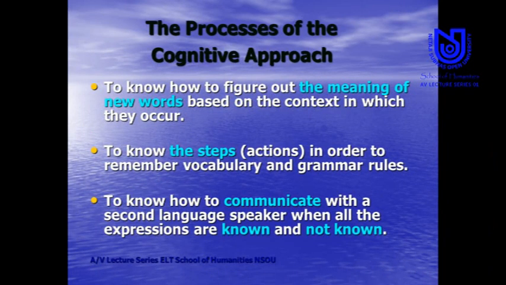A cognitive theory of language sees second language cognition as a reasoning and thinking process which involves deliberate use of learning strategies. The cognitive method of language, therefore, has certain active processes. These active processes are to know how to figure out the meaning of new words based on the context in which they occur, to know the steps or actions in order to remember vocabulary and grammar rules, and to know how to communicate with a second language speaker when all the expressions are known and not known.